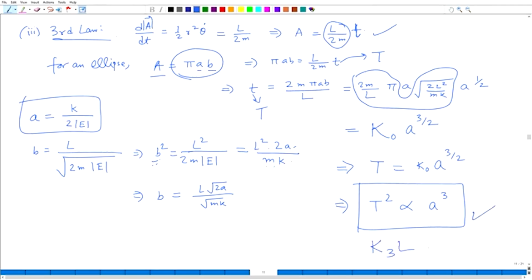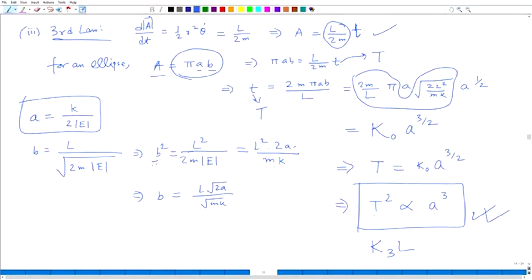And remember, although A and B are both axes, one the semi major axis and one the semi minor axis, the dependence of T on B, the semi minor axis, is not the same, because A and B are not linearly related. What will be that dependence? For example, if I say T is proportional to B to the power beta, then what will be alpha and beta? That is for you to think.